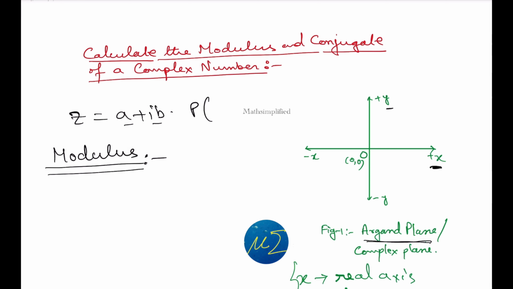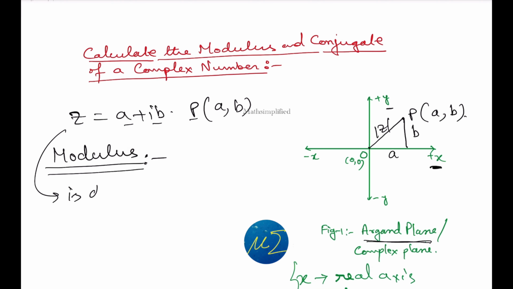We need a coordinate for our complex point P, and its coordinate will be a comma b. So I will plot along the real axis the distance a and along the imaginary axis the distance b. After that, from the origin to this complex point P I will draw a line. This line, the distance OP, is called the modulus of the complex number. That's clear? The modulus of complex number z is denoted by mod z.